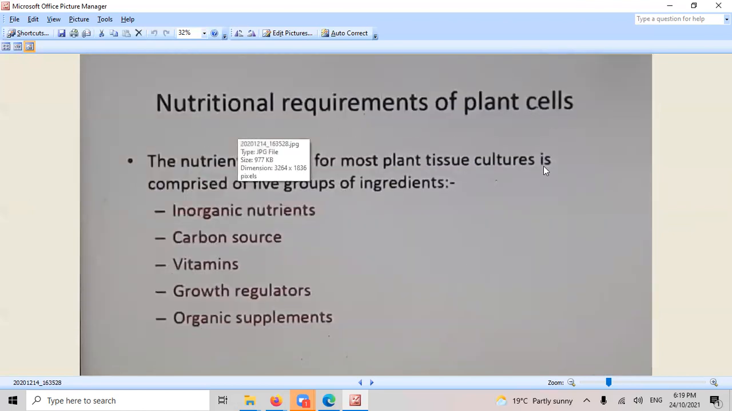Yeah, here you go. Look, natural requirements for the plant cell. So when you're doing cloning, this is what cloning is. You're trying to start off something from nothing. So you need your inorganic nutrients, your carbon source, vitamins, growth regulators, and organics. The difference between your hormones and growth regulators: growth hormones are produced naturally and growth regulators are added externally.